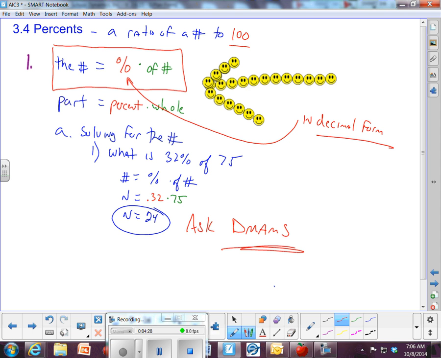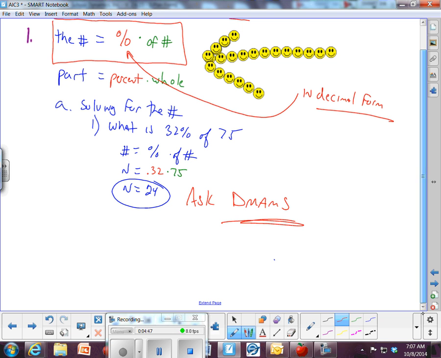Yes, it does, because we can all do 50% in our head, right? That's half. We're not great at half of 75, but we know it's somewhere around 37 and a half. So my answer should be lower than that. Yeah, it's in the ballpark. My answer makes sense. I'm ready to roll on.